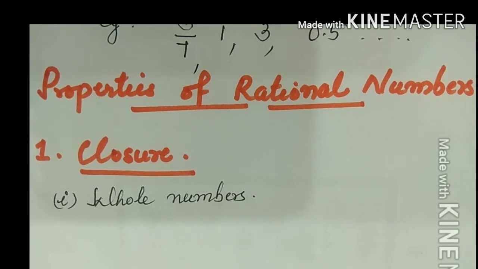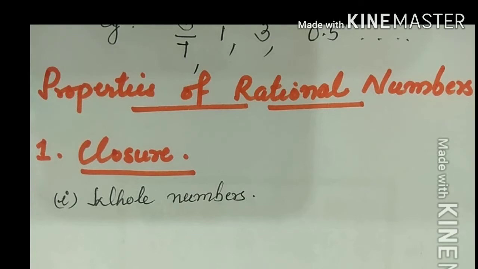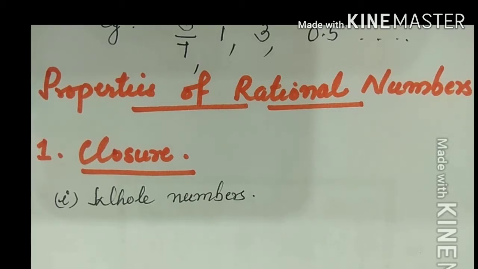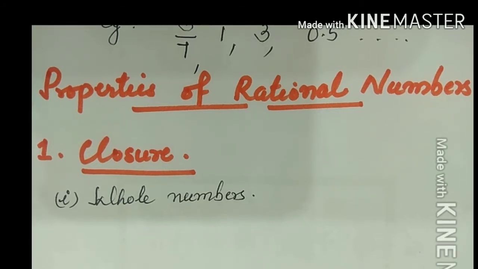You know that there are 4 fundamental operations. What are they? Number 1 is addition, subtraction, multiplication and division. These are the 4 fundamental mathematical operations. What are we going to do? We're going to verify closure property for these fundamental operations for whole numbers.